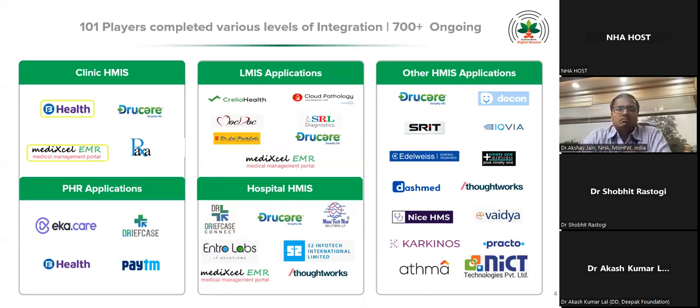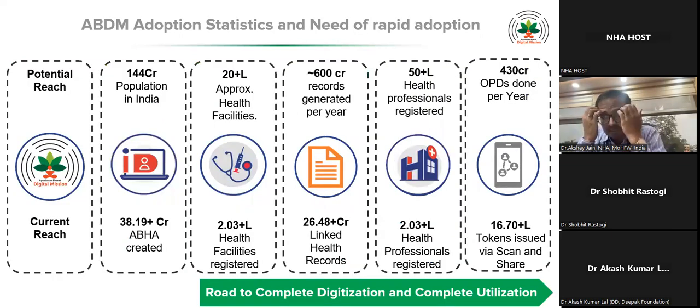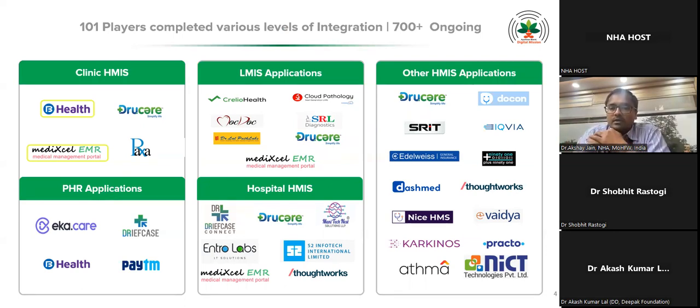So these are the different HMISs or LMISs or PHR, the personal health record, or phone applications which are enabled or compliant with our standards and protocols. We have our own sandbox, and on our sandbox we have around 101 players who have completed various levels of integration, and around 700 of them are still on our sandbox, which are in the process of integrating their software and solutions with us. So in the Microsite, you'll see that these are the HMIS and LMISs which are going to be promoted to the private healthcare providers so that they adopt these LMIS, HMISs or PHR applications, and then use them, create digital data, and then that digital data could be accessed by the patients.